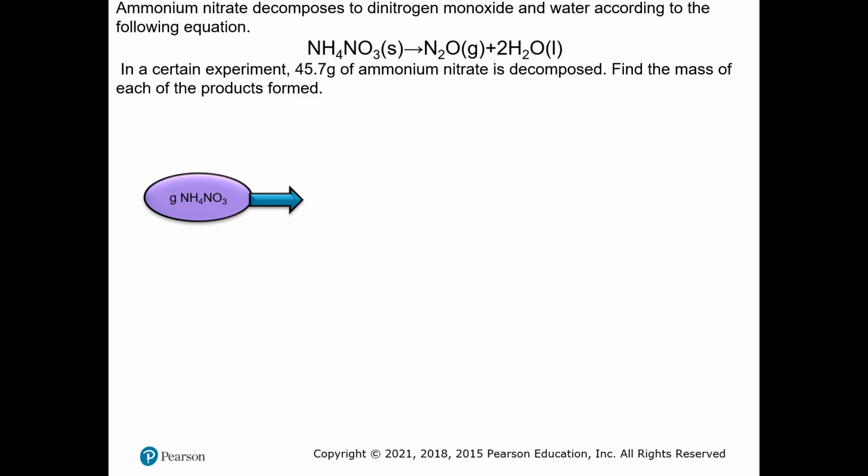So we have the given data, right? The given data is this over here. They are giving us the initial mass of ammonium nitrate, and they ask us to find the mass of both products, dinitrogen monoxide (N2O) and water. So we have the mass of the reactant, and we want to find the mass of the products.